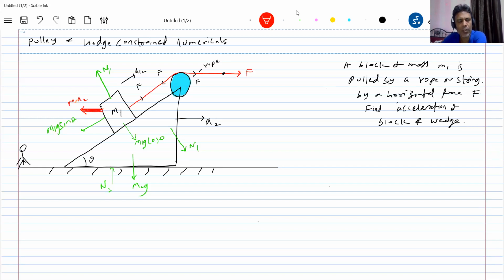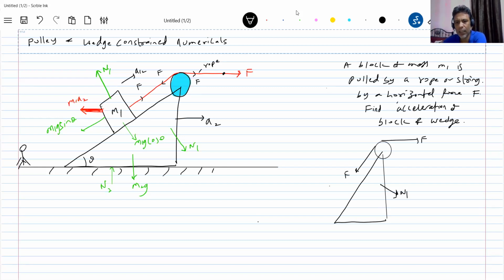And now what we have to do? We have to resolve all the forces acting on the block and wedge. What are the forces acting on the wedge? First we'll go for the wedge. If you want, I'll show one separate diagram. The same thing. The force F is acting here. This is F, this N1, weight M2g, and this is N2. And this is theta. Is that okay? So these are the forces.